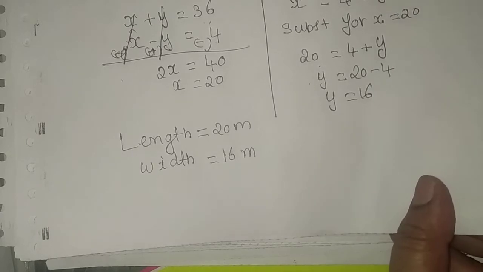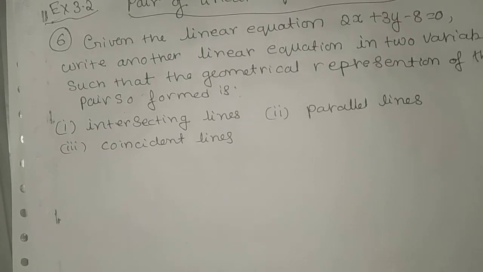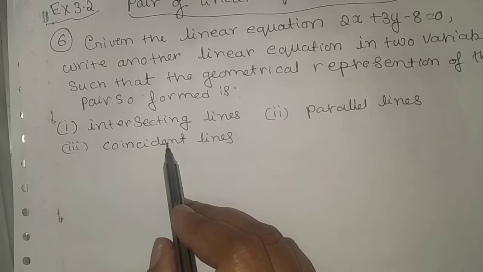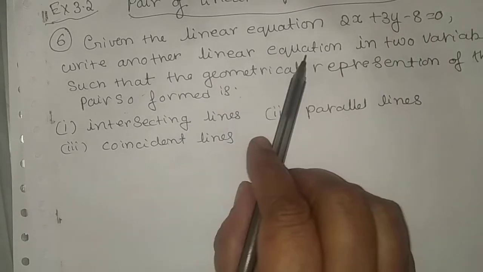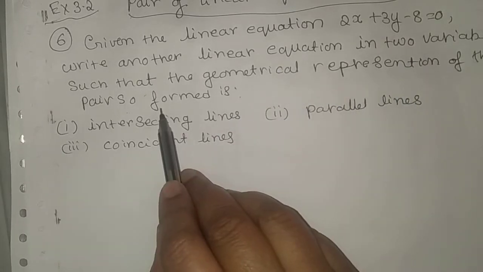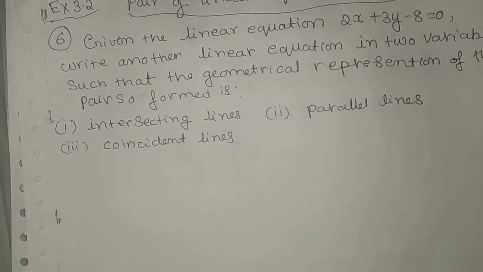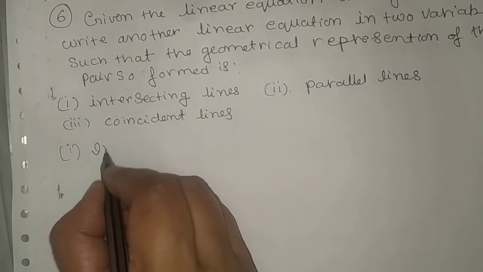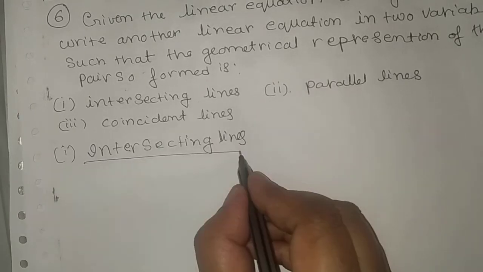We'll move on to the next one. Next is the sixth problem. We are given the linear equation 2x plus 3y minus 8 is equal to 0. Write another linear equation in two variables such that the geometrical representation of the pair so formed is, under three conditions they have given: first, intersecting lines; second, parallel lines; third, coincident lines. So we should form the equations in each case. First, we'll take the intersecting lines. So what happens here?